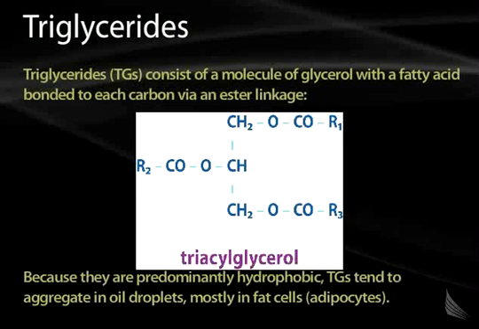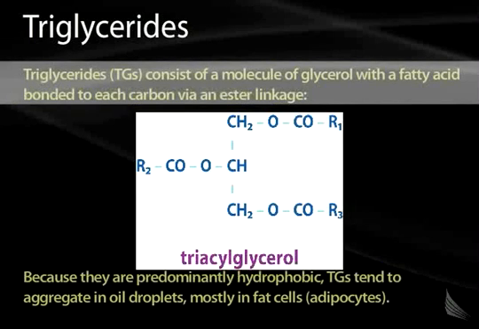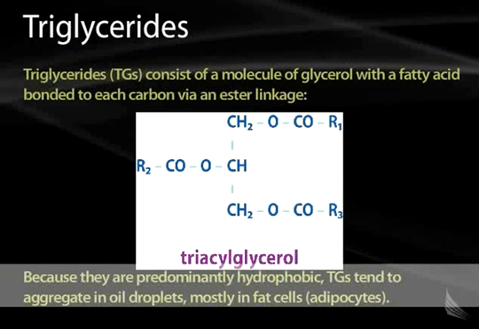So using that glycerol 3-phosphate, then we can make triglycerides. And triglycerides consist of a molecule of glycerol with a fatty acid bonded to each carbon via an ester linkage, as shown here. Because they're predominantly hydrophobic, triglycerides tend to aggregate with each other in oil droplets, mostly in fat cells, which are also called adipocytes.